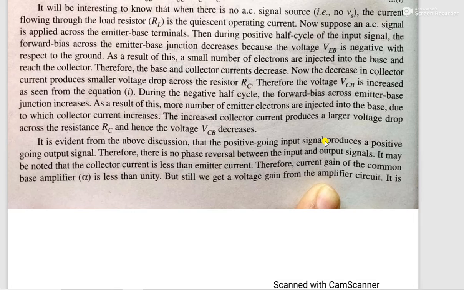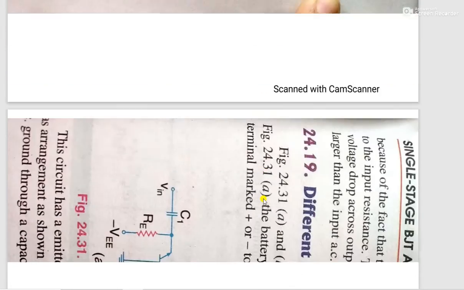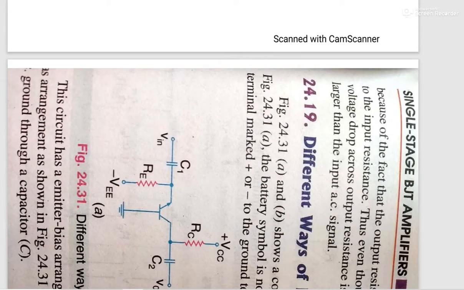Now, what do we mean by current gain? Current gain is simply the ratio of the output current given by the common base amplifier to the input current. What quantity of output are we getting across the input in terms of current? It is less than unity. Point to be remembered, this is very important: in a common base amplifier the current gain is less than unity, but still we get a voltage gain from the amplifier circuit. I simply wrote it over here.